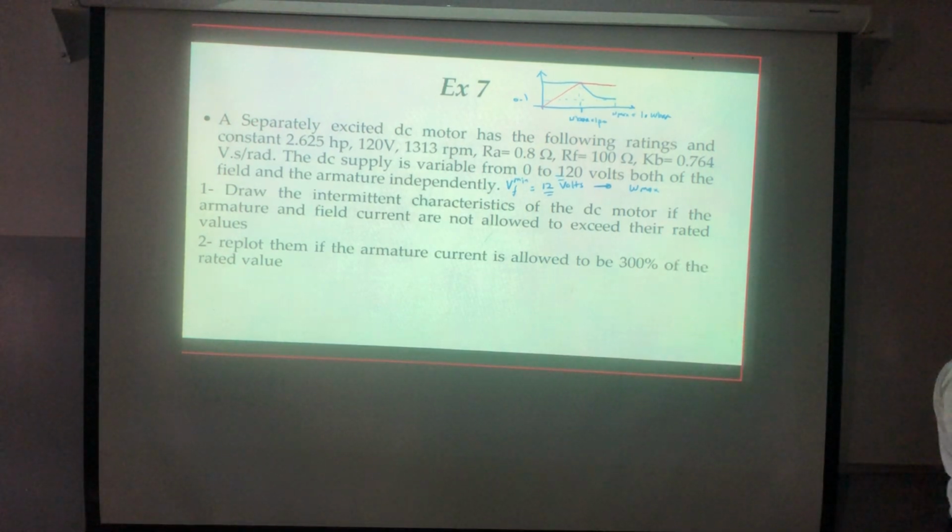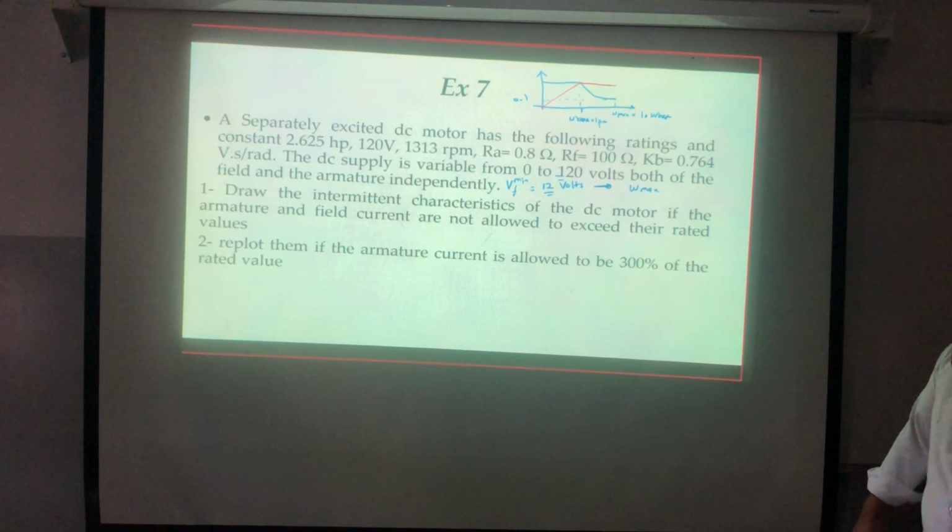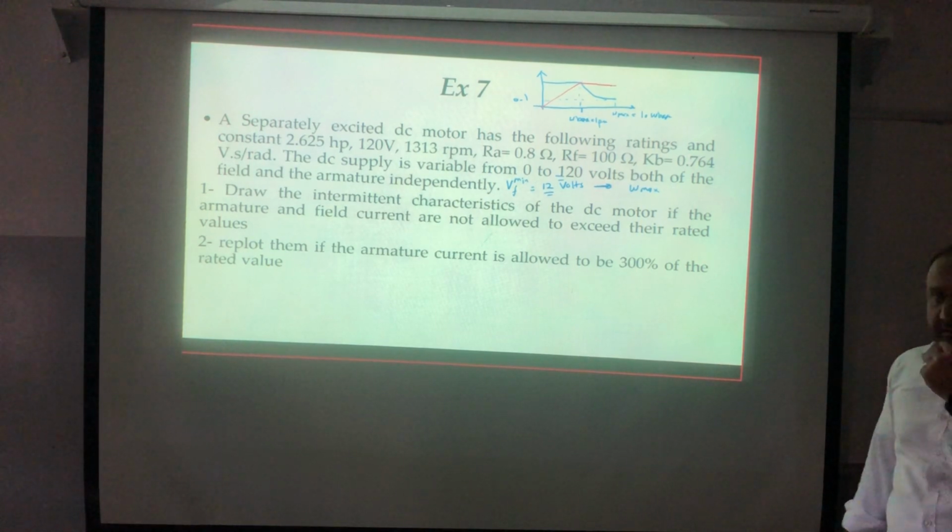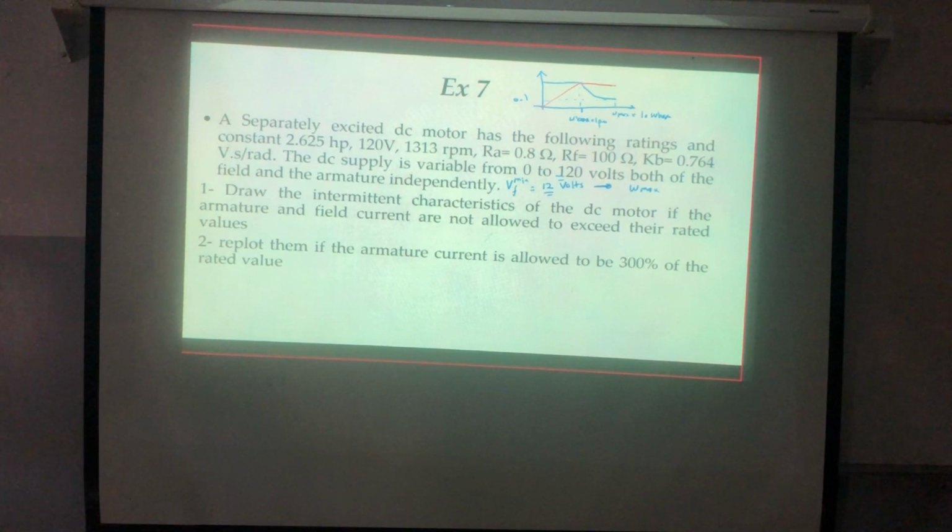In the first stage here, I need to calculate what? IA rated. IA rated is given? No. Can we calculate it? Yes. How to calculate IA rated? Now, P out equals what? P multiplied by omega. Omega is given, so I can calculate omega. And P out, I have it. So I can calculate T rated.